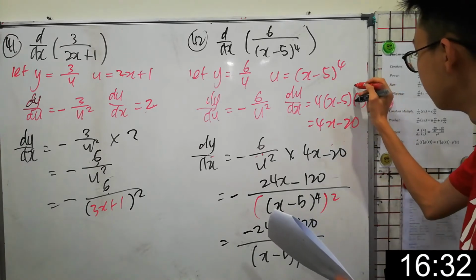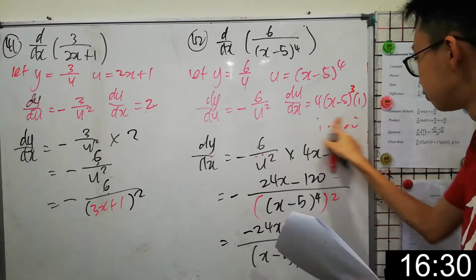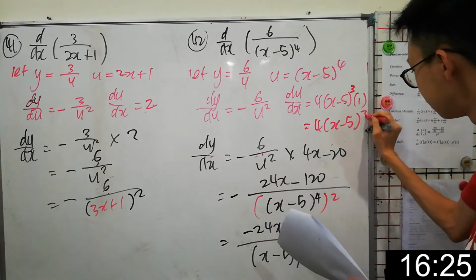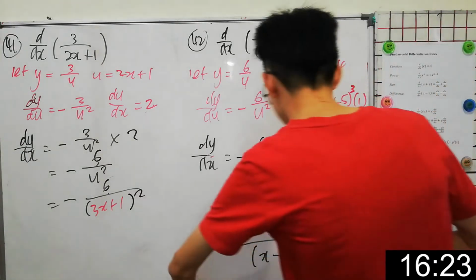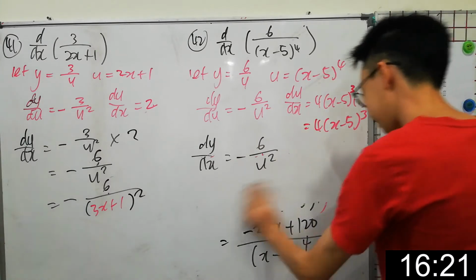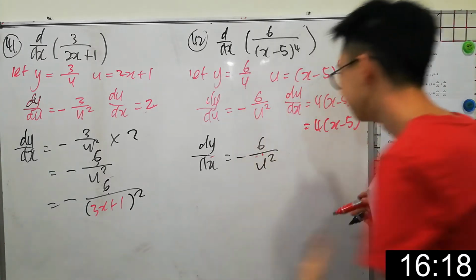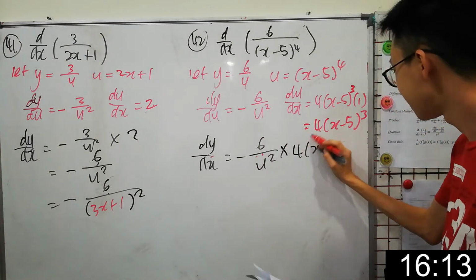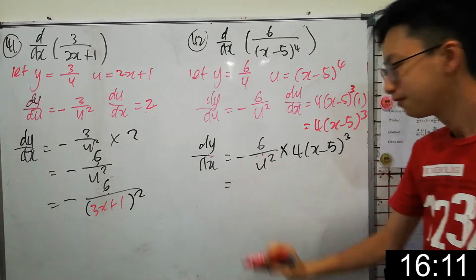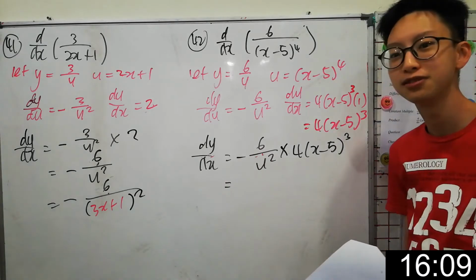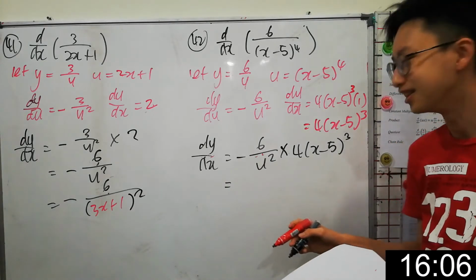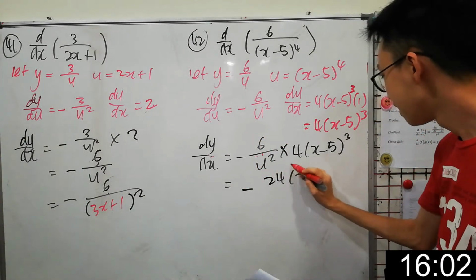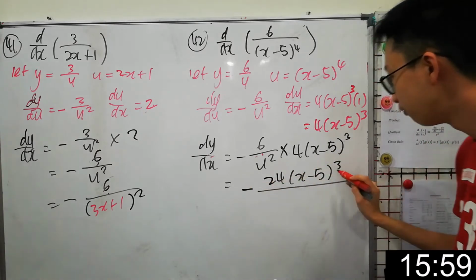Sorry, we have a cube here. So sorry, my mistake: 4 times x minus 5 cube. Oh my god, I'm running out of time and I'm making all the mistakes. I'm so sorry about it. But for those who are watching a math channel, don't you just want to see how we screwed up? So it is negative 6 times 4, which is 24, x minus 5 cube over u squared.